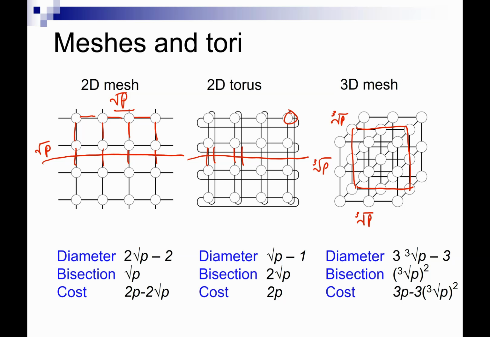And then the cost to build this network. Basically, you can see that every node here has 3 edges. It's got an edge in the x direction, in the y direction, and in the z direction. Every node has 3 edges, except for these corner nodes. So if you do the math, you're going to see that the cost is basically 3 times p.